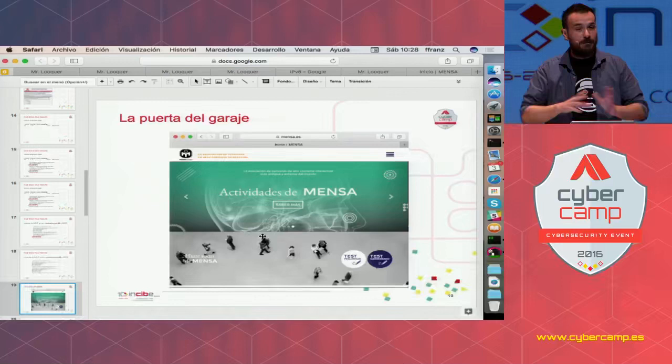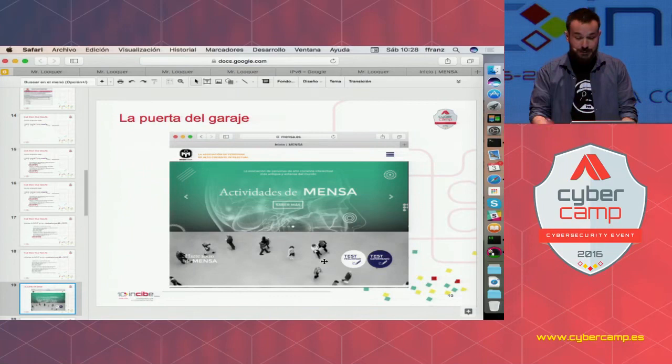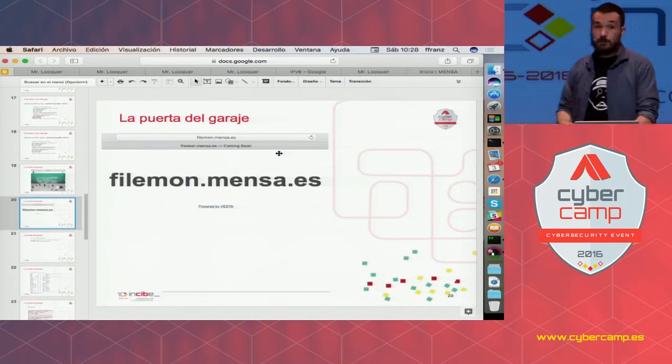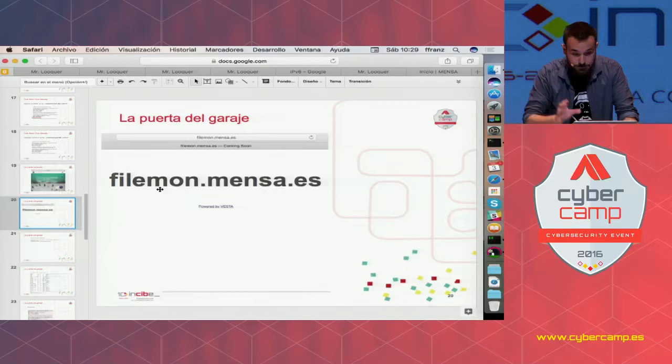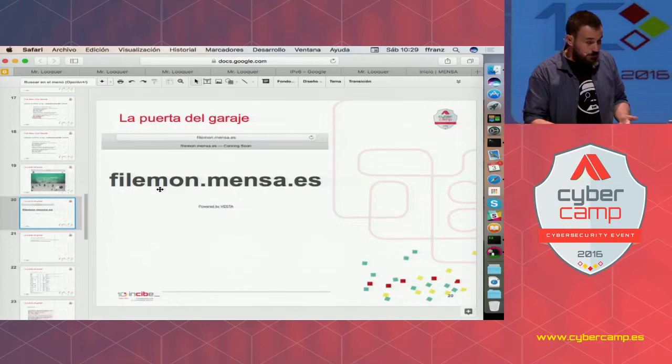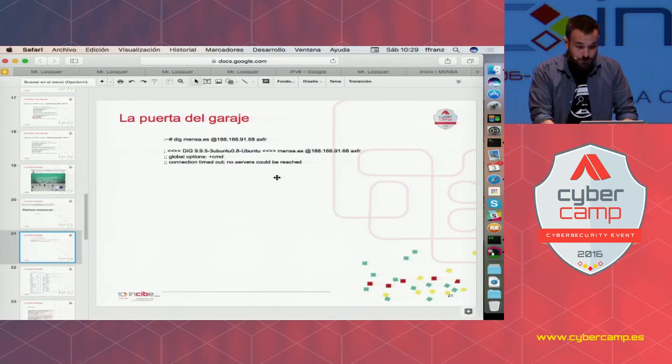Well, this is what I found, but it could have been any other website. All right, I think perhaps they should know more about IPv6. Anyway, they have a service known as philemon.mensa.es. What does that mean? It means that they have internet servers. This is an association, and they are providing services. And I guess that those services have to be available to everyone.